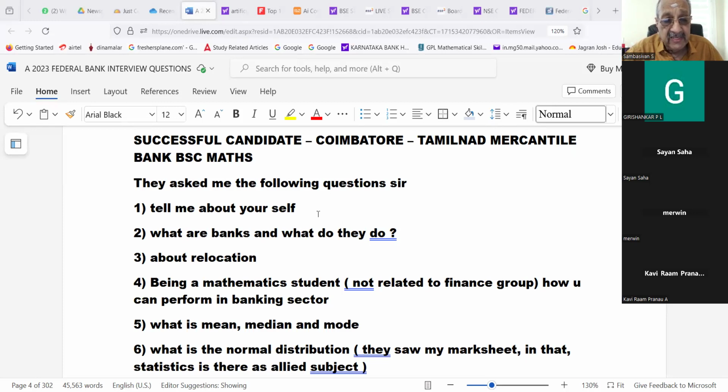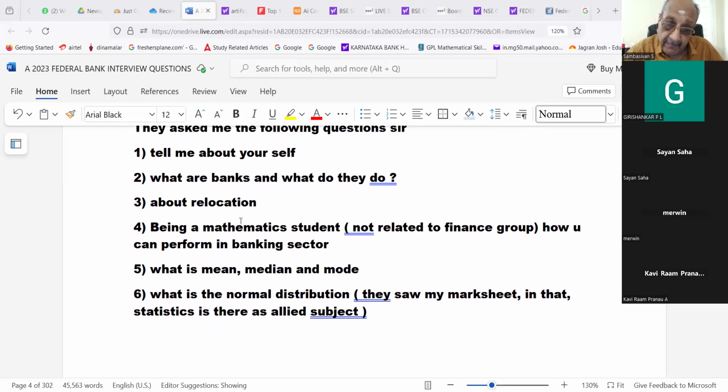Tell me about yourself. What are banks and what do they do? And about relocation. Being a mathematics student not related to finance group, how you can perform in banking sector? What is mean, median, mode? Number 6, what is the normal distribution? Bracket he has given. They saw my mark sheet, in that statistics is there as allied subjects. That is why they asked him.